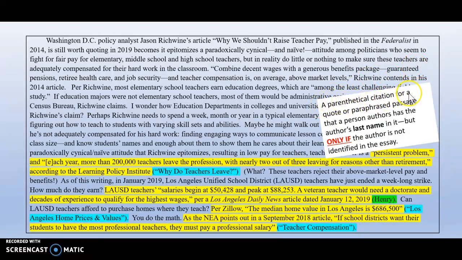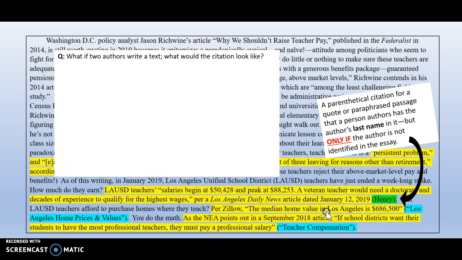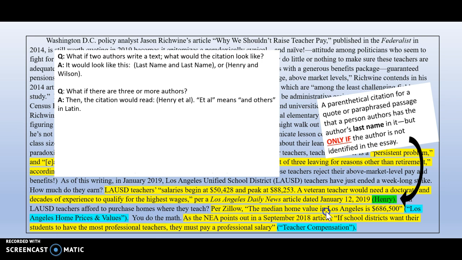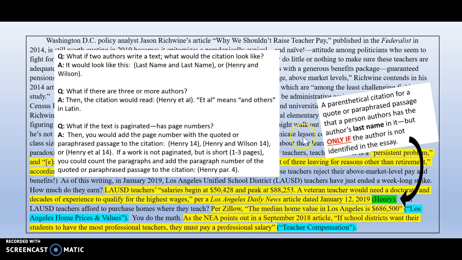A parenthetical citation for a quote or paraphrase passage that a person authors has the author's last name in it, but only if the author is not identified in the essay, as in this quote below and this parenthetical citation. And here are some questions and answers about parenthetical citations that I'm also going to ask you to read on your own as we are pressed for time. And I will ask you to pause the video and do so, and then restart the video when you're ready to catch up with me. Moving on.